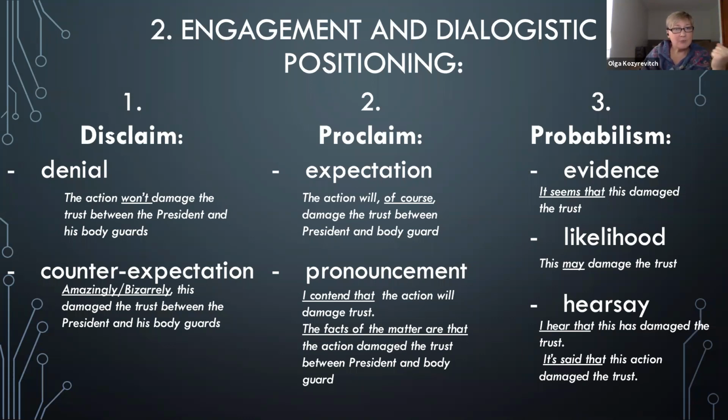We've got key engagement resources, and one of them is called disclaim. Within disclaim, we've got denial and counter expectation, because expectation comes under a different positioning. Within denial, we've got things where we immediately see the denial. "This action won't damage the trust between the president and his bodyguards." So no, we can see the device that the writer uses when he uses a denial.